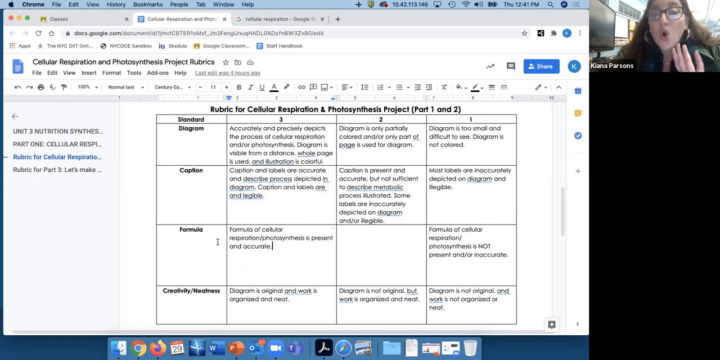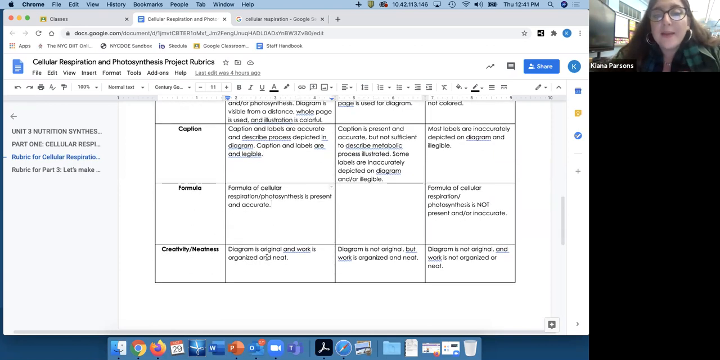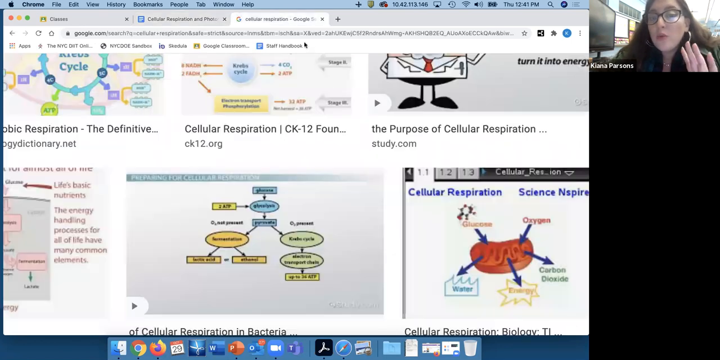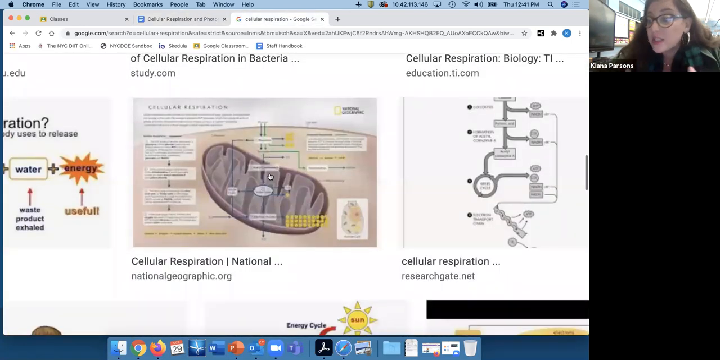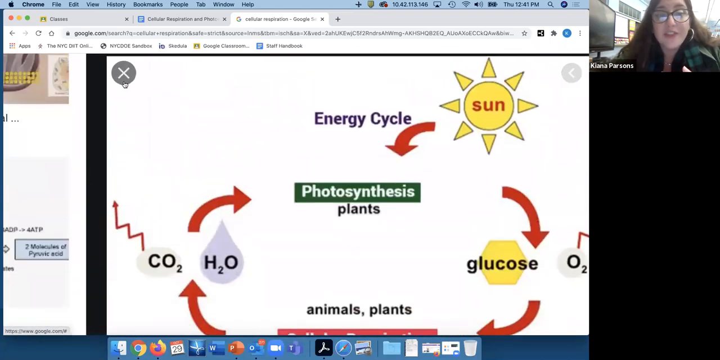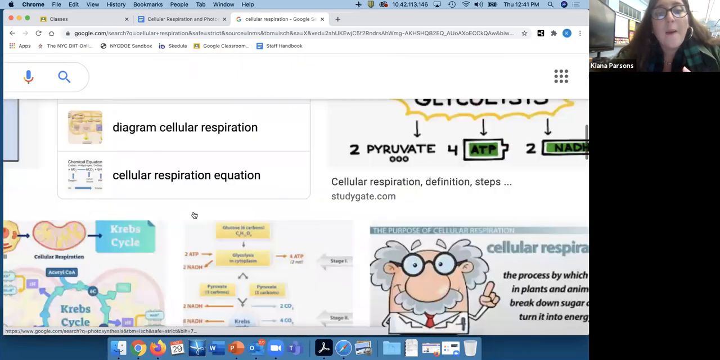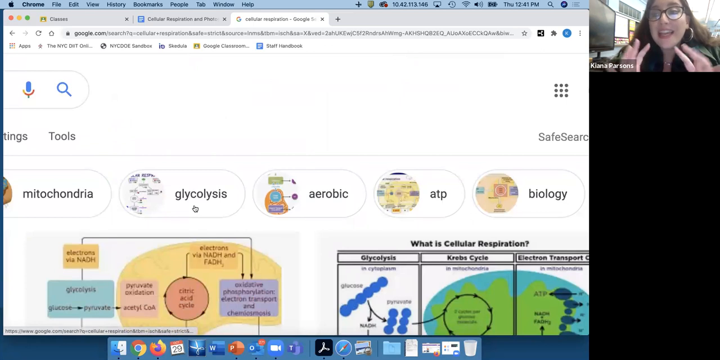In addition, and this is a whole element of the rubric, so make sure you include this in your diagram, you must show the full formula accurately for cellular respiration, and the diagram should be original work and be organized and neat. Now, as we discussed, many of you may think that you want to gather inspiration from an image that you found online, which is perfectly fine, and hopefully where all of you are going to start, but you want to then make it your own.